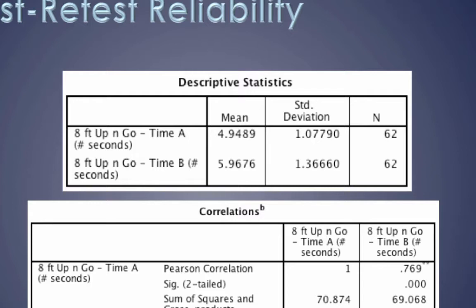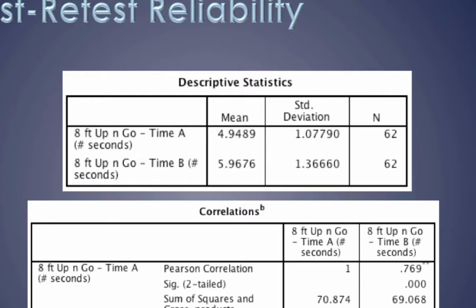And we do it twice, 2 different times. So in this first table, descriptive statistics, we see for time point A, the average time it took 62 individuals was 4.95. We had them do it again, 8-foot up and go, time point B. These same 62 individuals, the second time around, their average was 5.97.